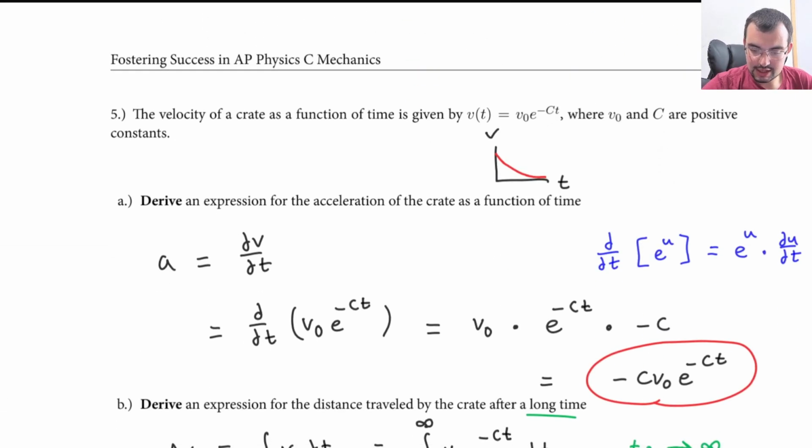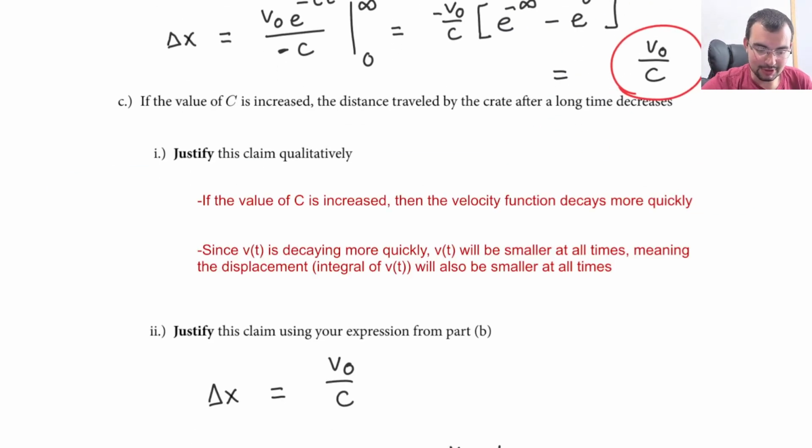So what does the c represent? Well, the c is this sort of decay constant inside the exponential. So this is the rate that the curve decays. And if you want to convince yourself of that, definitely plot some of these in Desmos. So if you have a bigger value of c, what that does is we start at the same spot, but it decays quicker. So that's essentially the explanation, is if the value of c is increased, then the velocity function decays more quickly.